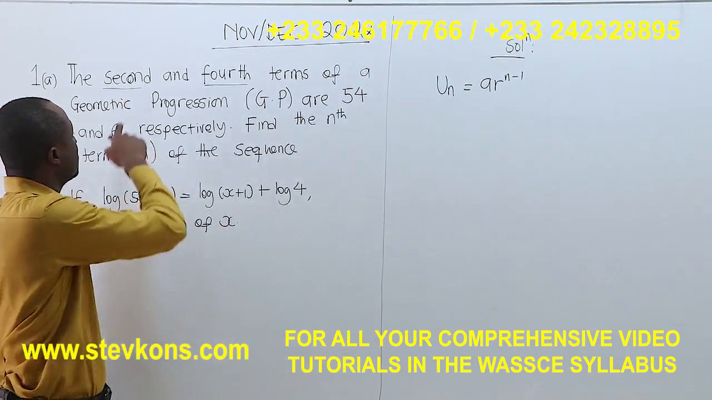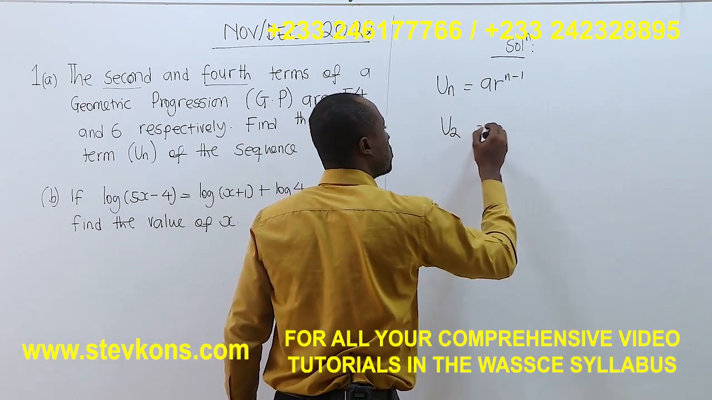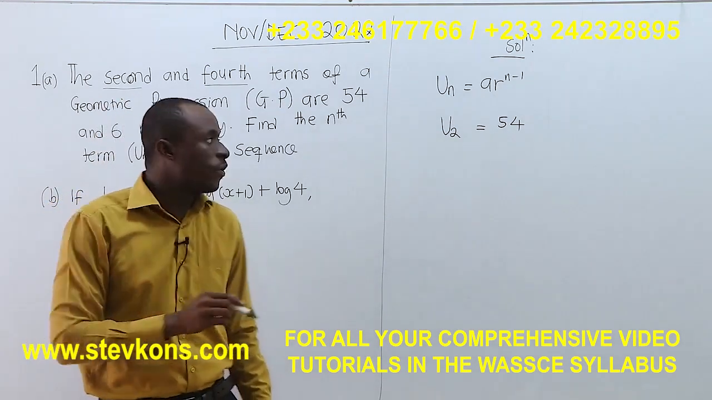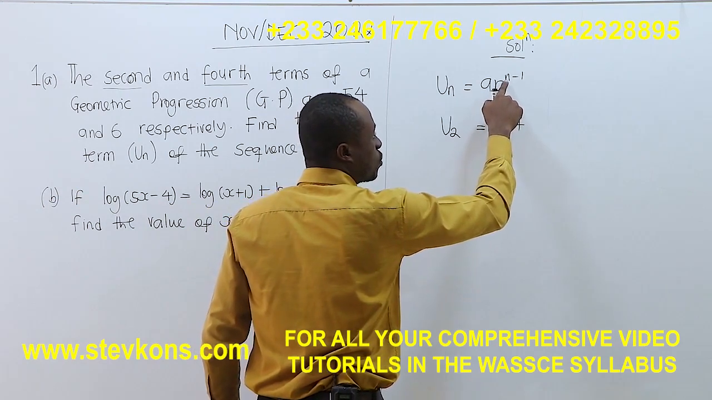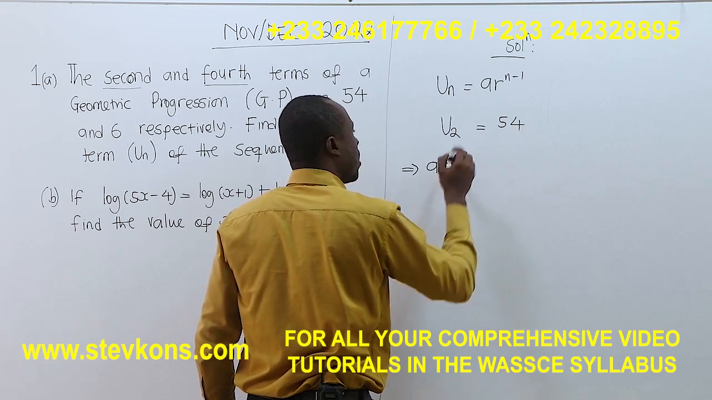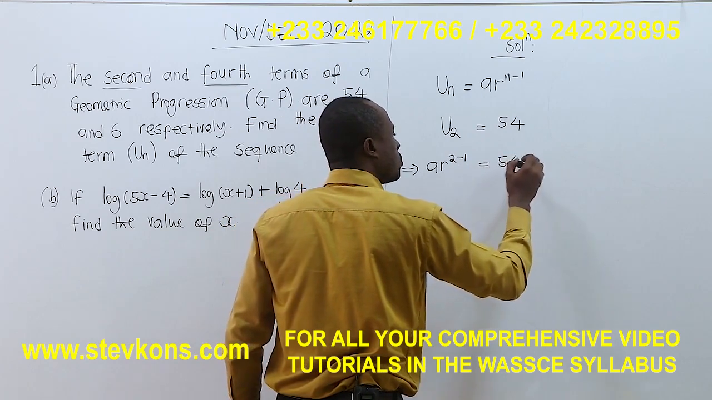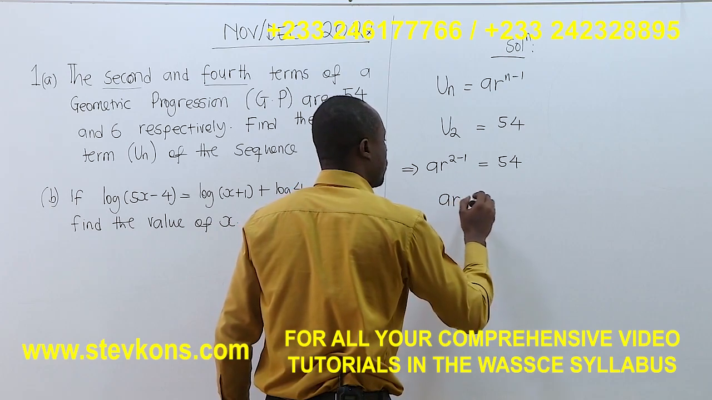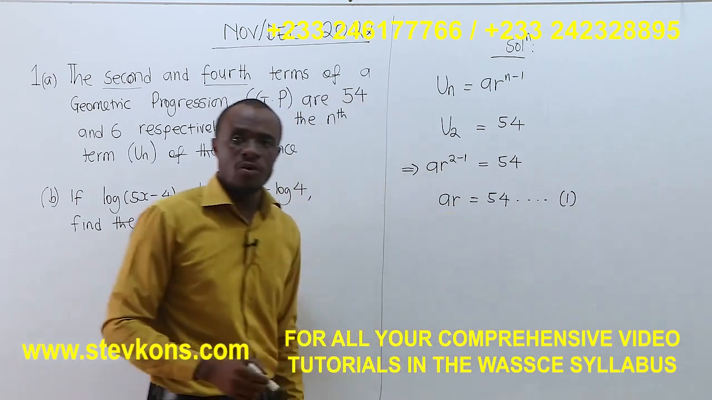Now, we have been told that the second term is 54. Hence, U of 2 is equal to 54. From the question, the second term is 54. So, in place of the n, what do you have? 2. Wherever we see n, we just put 2. So this implies we have ar to the power 2 minus 1 equal to 54. What is 2 minus 1? That is 1. So you have ar equal to 54, and this is our first equation.